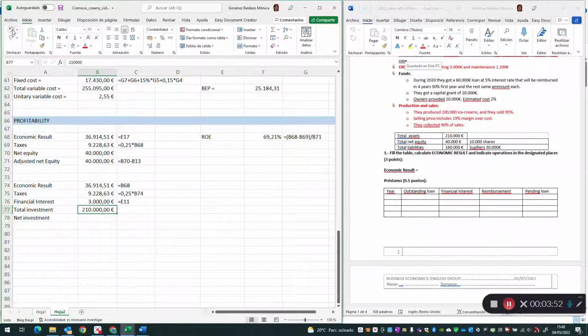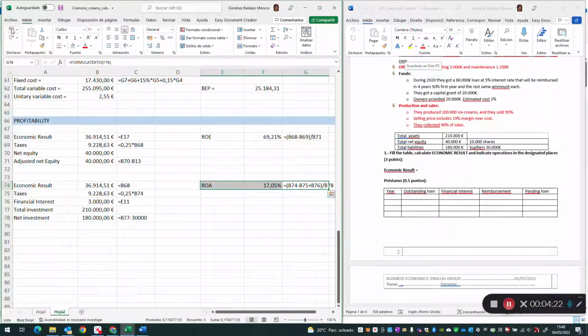And now you have to remove from the total investment suppliers. And here it says that suppliers are 30,000. So you do that, minus 30,000, you get the net investment. It's time to apply the formula for the return on assets, which is the economic result minus taxes plus financial interest, all together divided by net investment.